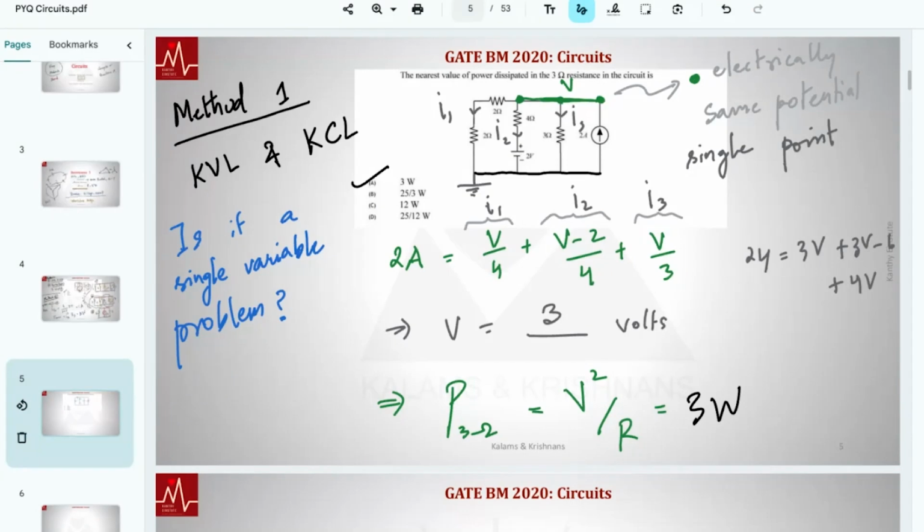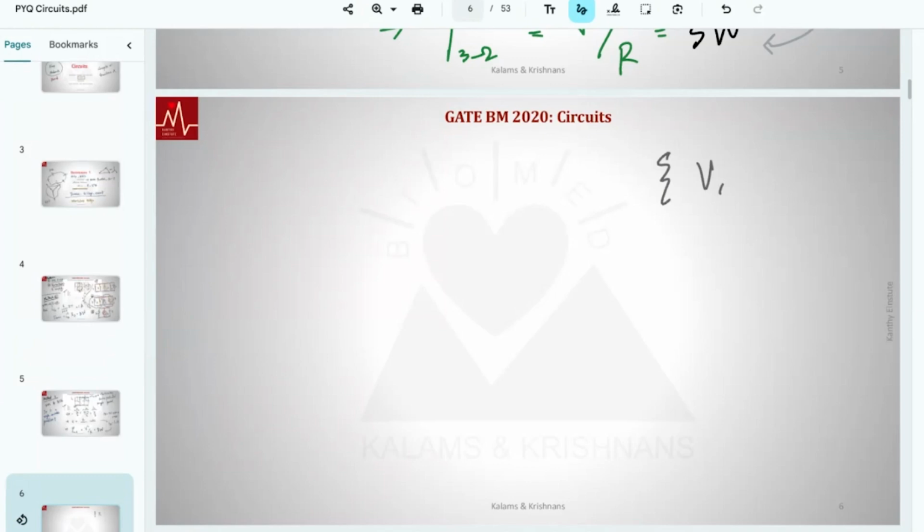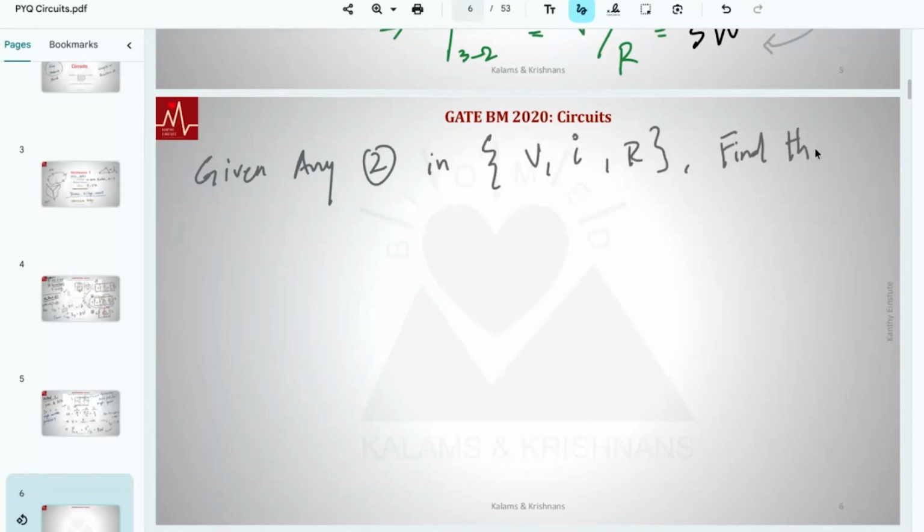Yeah, be careful about it. Of course, you could also do at this stage, this implies IR3 is 1 amp. From that, you can get powers. But also, you have V and I, and given any 2 in the set V, I, R, you can easily find the other. Fairly easy. And then you have power equals I squared R equals V squared by R.